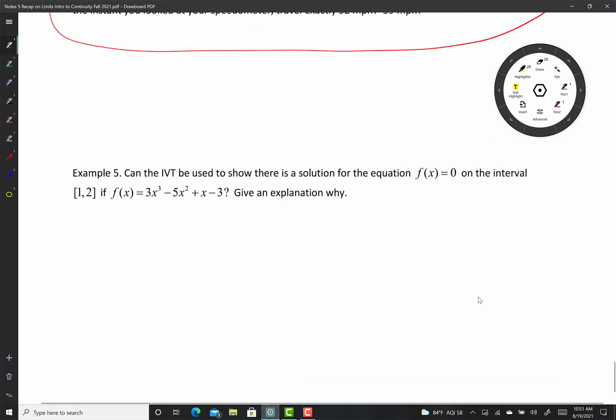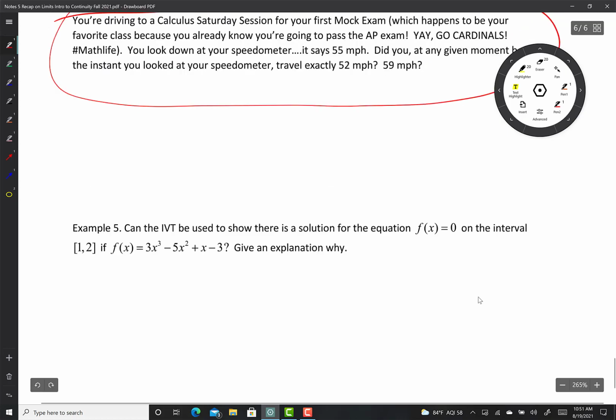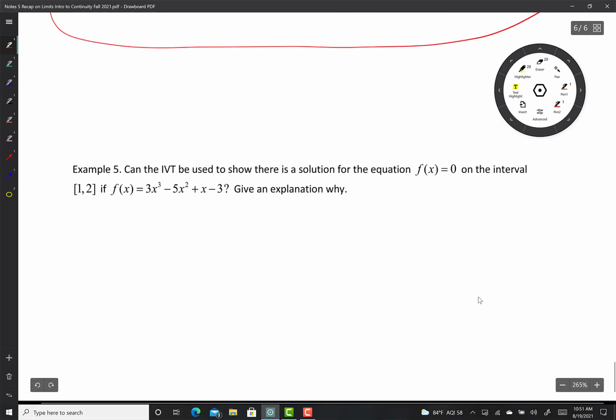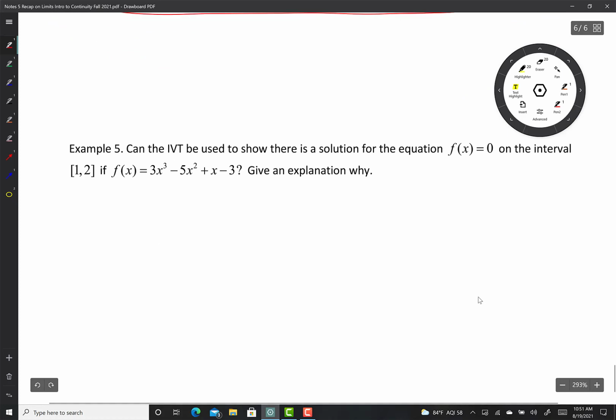Let's do an example, and then I'm going to show you some Delta questions on how to answer them correctly so we can have the right idea. So look at example 5. It says, can the IVT, by the way, IVT is an abbreviation for Intermediate Value Theorem, be used to show that there is a solution for the equation f of x equals 0, that means that I cross the x-axis, on the interval 1 to 2 if f of x equals blah. Give an explanation why.